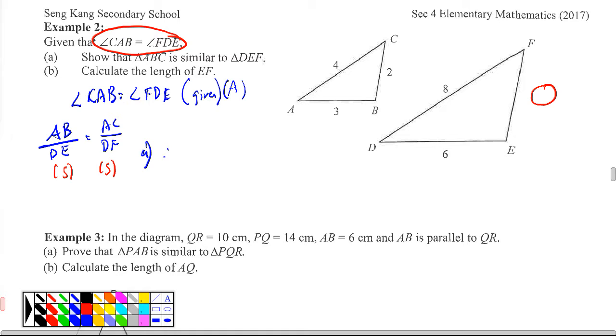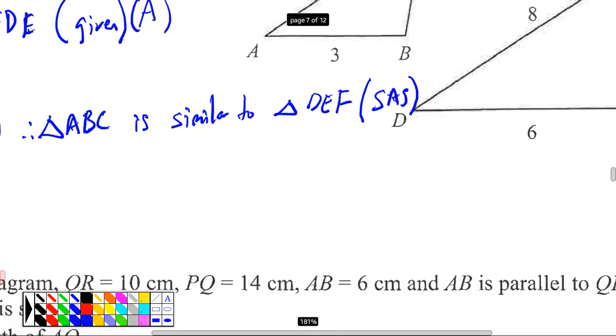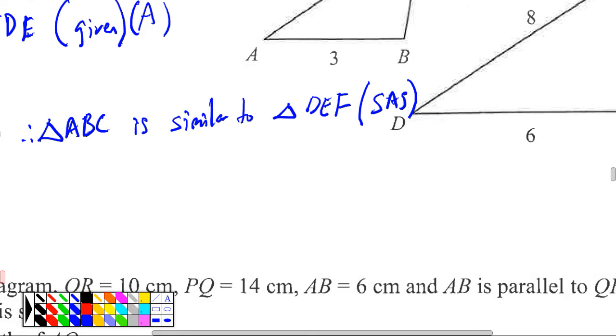So then you write: Therefore, triangle ABC is similar to triangle DFE, bracket SAS. Yeah, pause here.